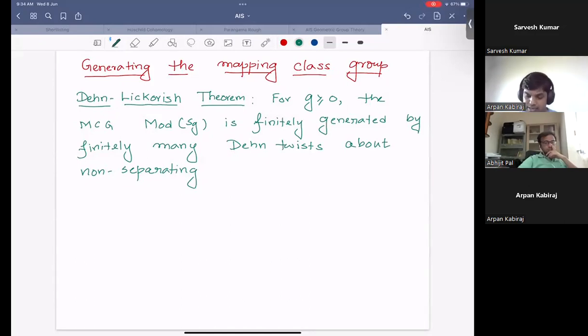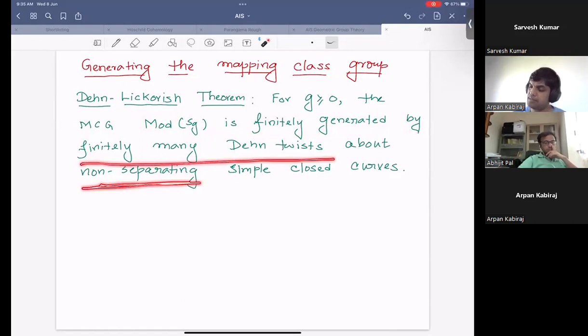So let me write down the theorem. Okay, so the statement is the following. Assume your genus is greater than or equal to 0. And for this discussion, we will pretty much assume genus is greater than or equal to 1 or genus is greater than or equal to 2. Then the mapping class group Mod(S_g), I will use this notation for mapping class group, Mod means mapping class group, of a closed surface is finitely generated. And not only that, you know exactly what the generators are. It is actually generated by finitely many Dehn twists about non-separating simple closed curves.